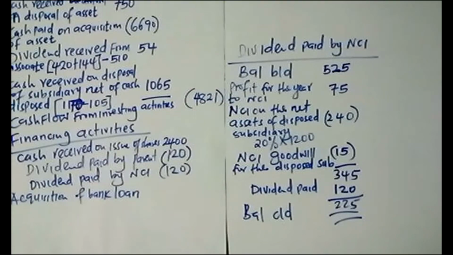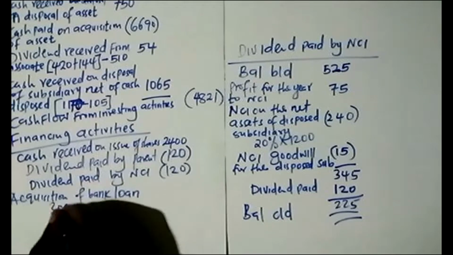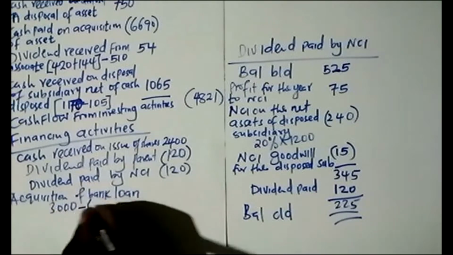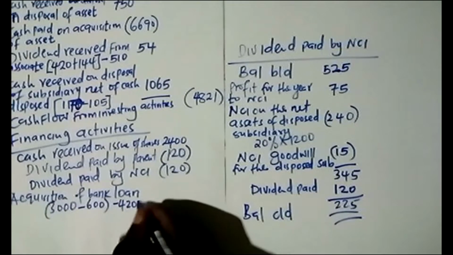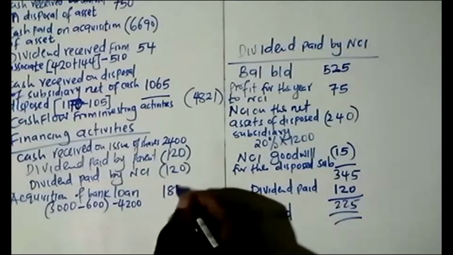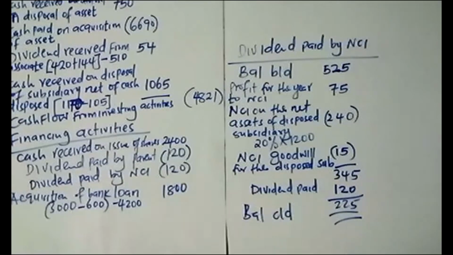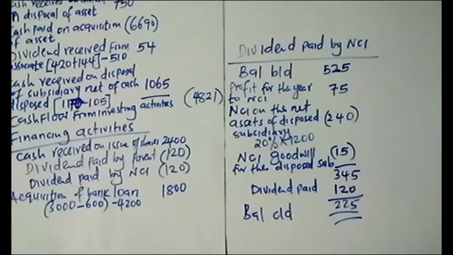So I will take 3,000, minus the 600 on disposed subsidiary, we compare with 4,200. So we got 1,800. That is another loan which they acquired, which means there was money in. After that, we move to another thing.